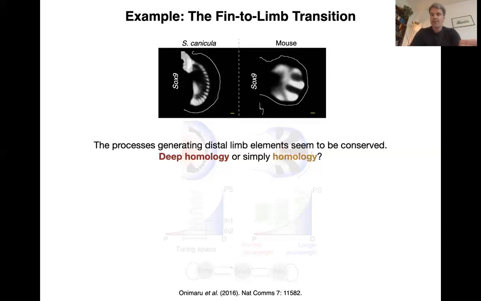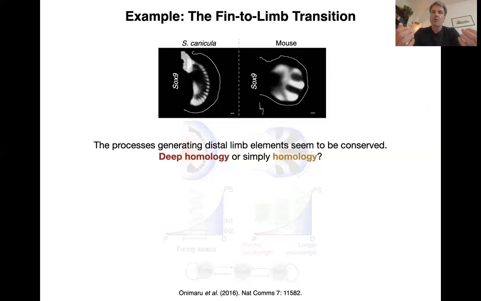Well, what it tells you is that the distal elements of the tetrapod limb, the hand, are not necessarily a novelty. Okay, so they are based on the modulation of a pre-existing process that made distal elements in the shark. And so the origin of these autopods, tetrapod autopods, become much less mysterious than before.